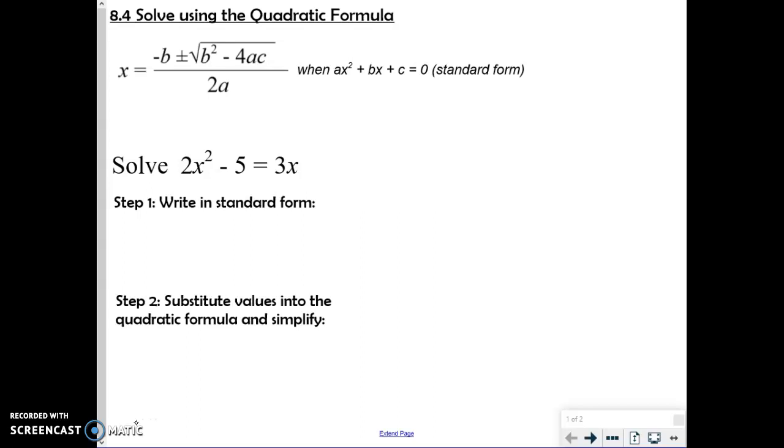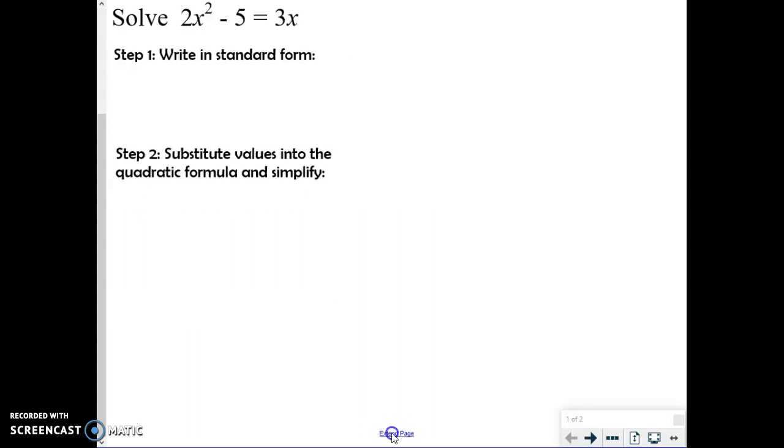And the big thing that we are going to have to do is realize that, one, our equation has to be in standard form, has to be ax squared plus bx plus c equals 0. And we have to know that a, b, and c are going to be substituted in and used mathematically. So if you can do those two things correctly, this should be a piece of cake. So let's take a look at the example that we have.